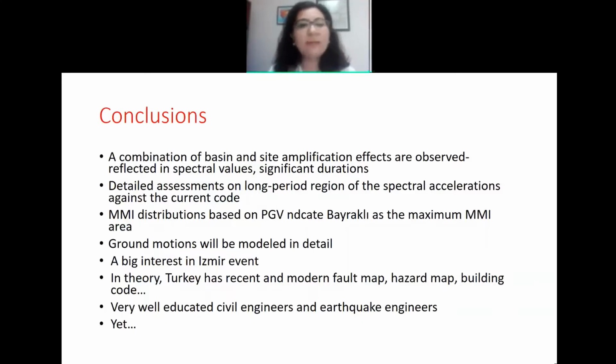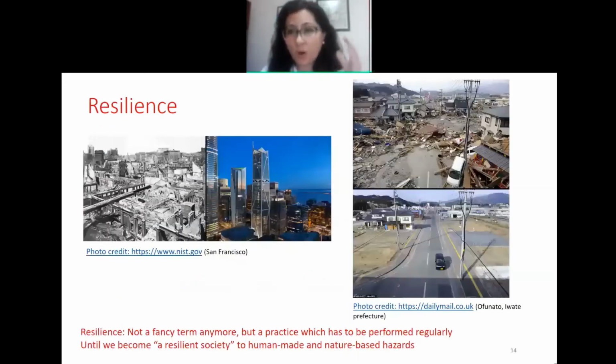I should comment that we had a big interest in this event when compared to the other earthquakes in other regions in Turkey. So that's something to be highlighted. Well, in theory, we have the recent fault maps, hazard maps, building codes. We are very good on paper. We have good engineering schools. We have good earthquake engineering classes and programs, but something is still very wrong on the field.